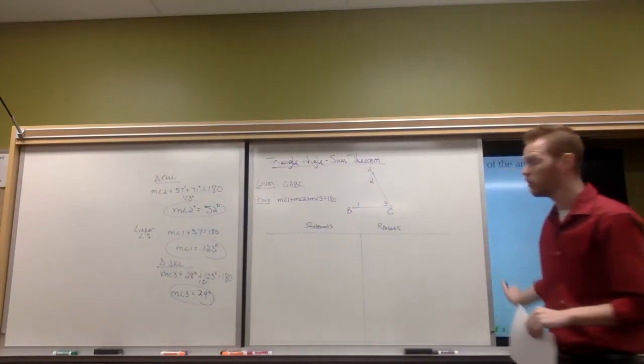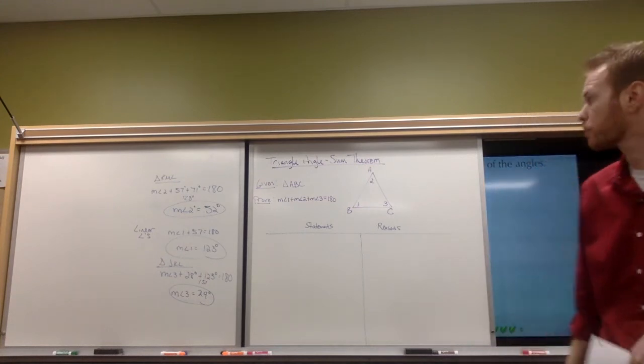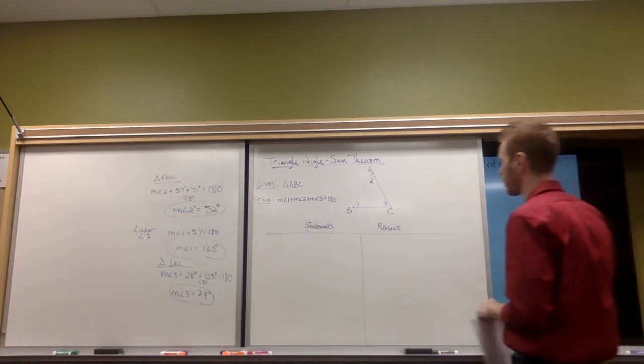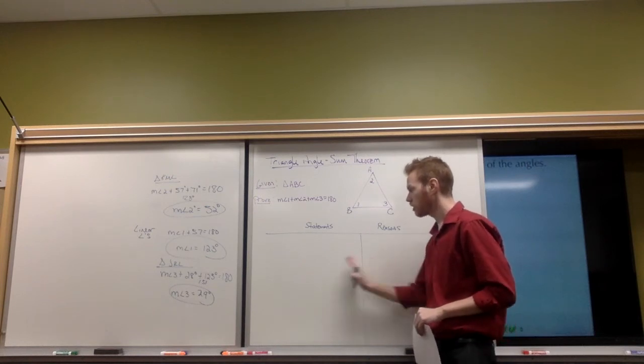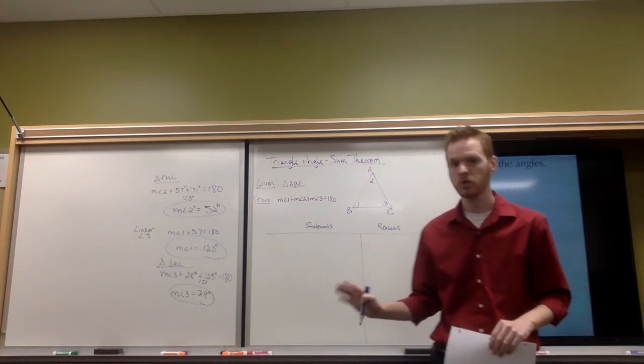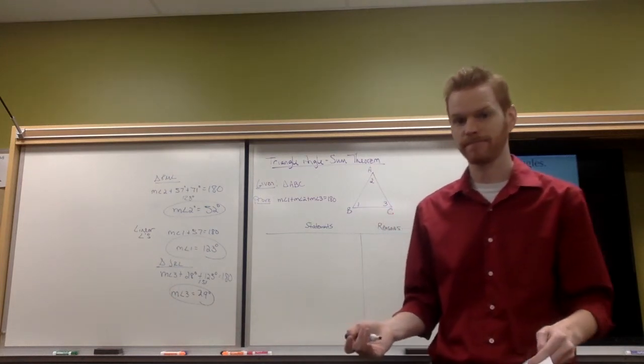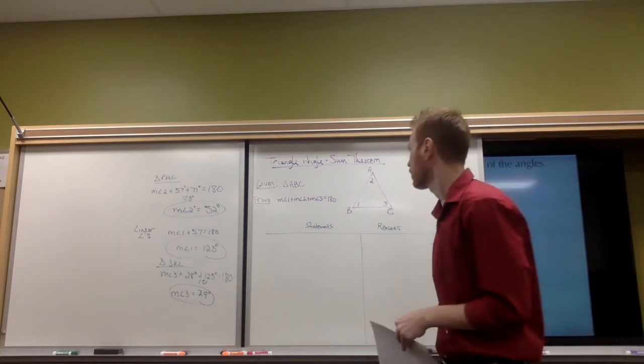What I want to do for you right now is we're going to prove that there's 180 degrees in a triangle. And I'm going to show you a T-chart way of doing it, and I'll also show you a visual way of seeing this. So that's what we're going to do for both of these.